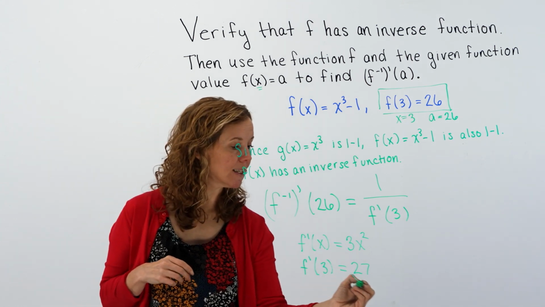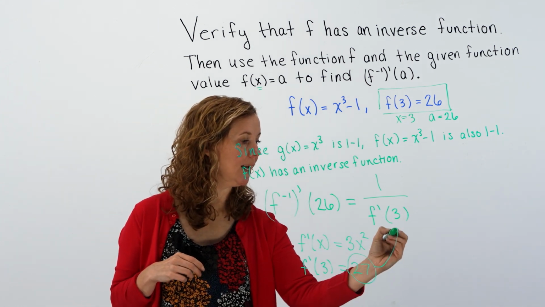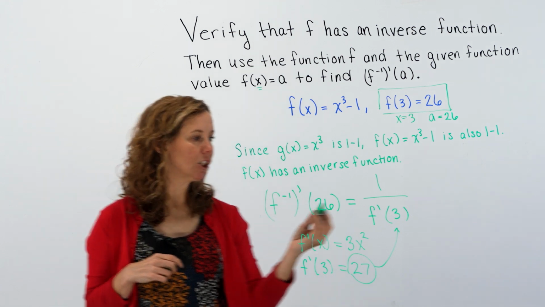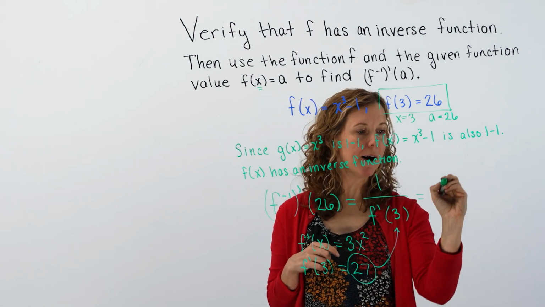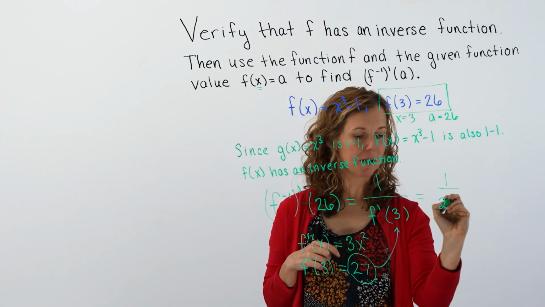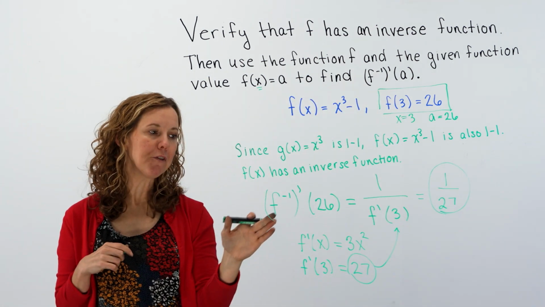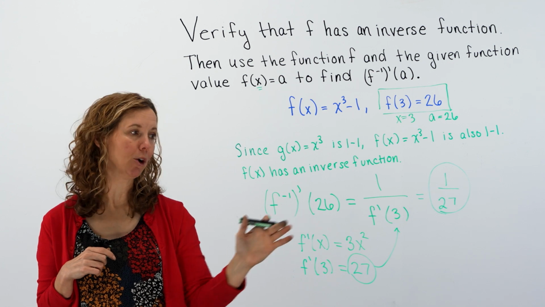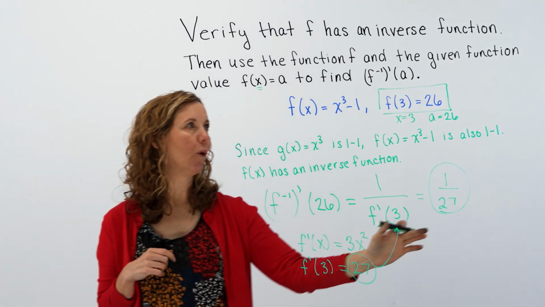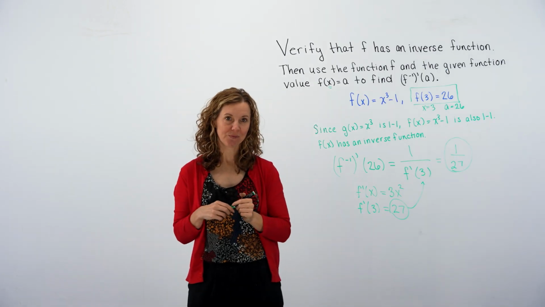And then we can use this value for f prime of 3 in the relationship that we have above, and we find that the value of f inverse prime at an input of 26 will equal 1/27th.